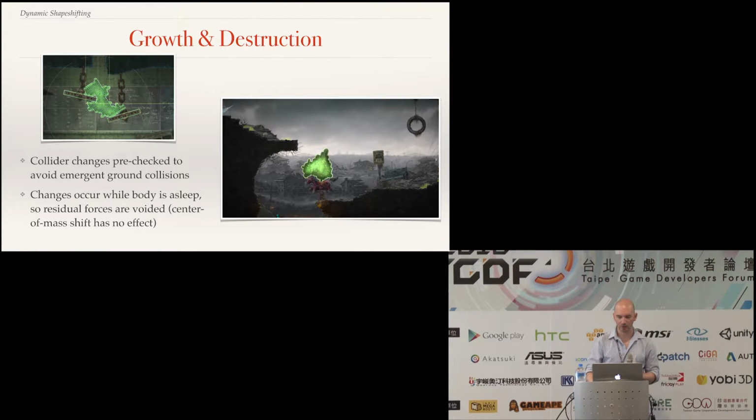Also, the changes in colliders happen while the body is asleep. If you think about it, if you change the center of mass of an object, you would expect the physics to compensate by applying some force in the other direction. So I put it to sleep, and then I make the change, and I wake it up. And that's how all the changes are very, very smooth, because I'm basically cheating physics.